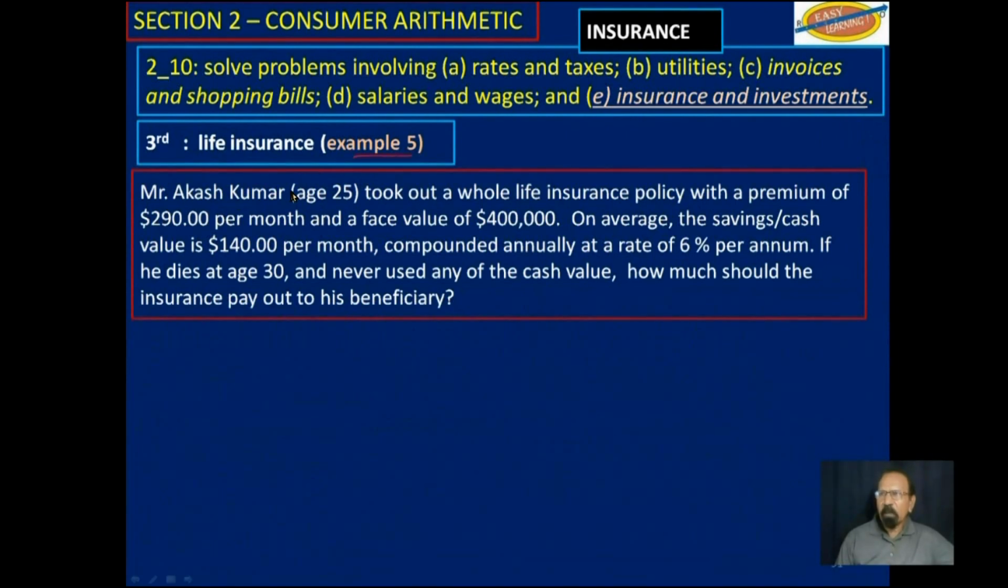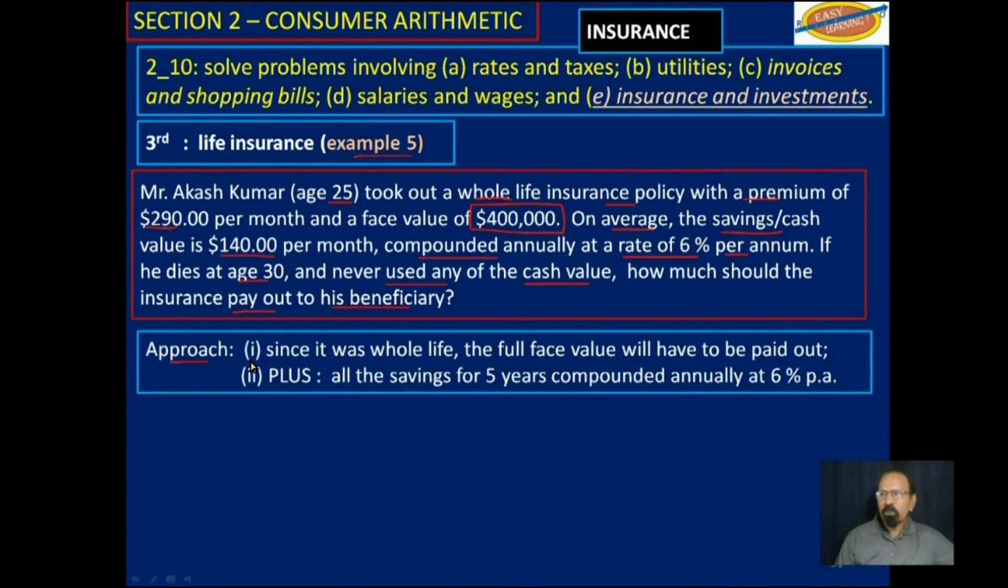Mr. Akash Kumar, age 25, took out a whole life insurance policy with a premium of $290 per month and a face value of $400,000. On average, the savings or cash value is $140 per month, compounded annually at a rate of 6% per annum. If he dies at age 30 and never uses any of the cash value, how much should the insurance company pay to his beneficiary?